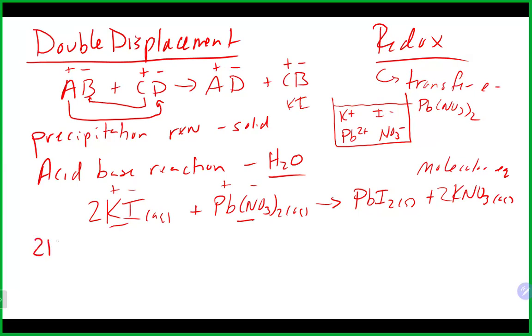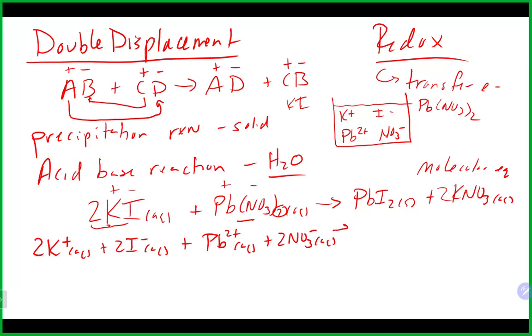This would be 2K+. Again, that 2 would get distributed to both guys there. You would get 2I-. Again, being a strong electrolyte, which most ionic compounds are, will 100% break apart into those ions. We will get lead with a plus 2 charge floating around. We will get a couple of nitrate ions floating around. And again, this 2 comes to the front when we break it apart. It tells us we have 2 of those nitrate units.